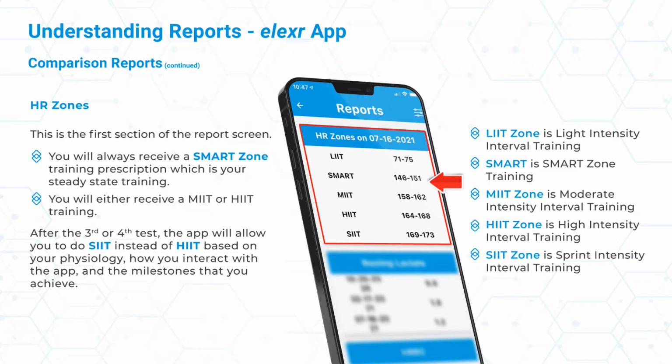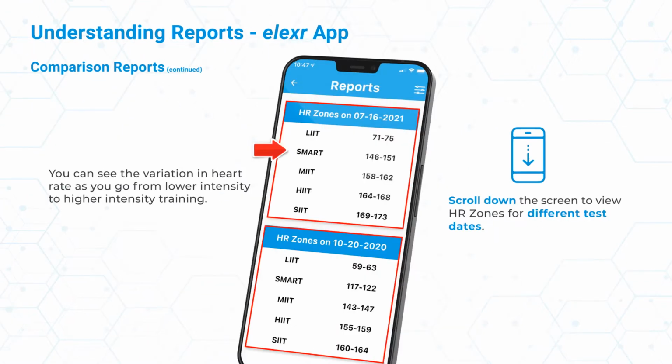LIT Zone is Light Intensity Interval Training. SMART is Smart Zone Training. MIT Zone is Moderate Intensity Interval Training. HIT Zone is High Intensity Interval Training. SIT Zone is Sprint Intensity Interval Training. You can see the variation in heart rate as you go from lower intensity to higher intensity training. Scroll down the screen to view heart rate zones for different test dates.